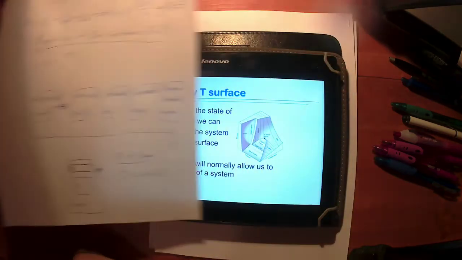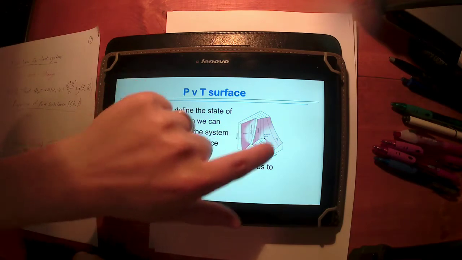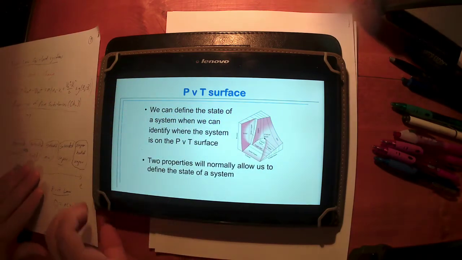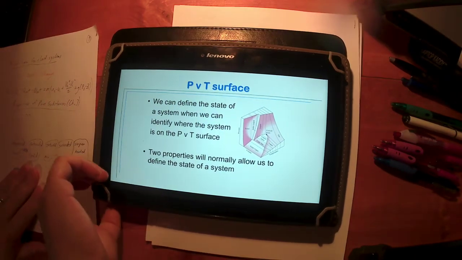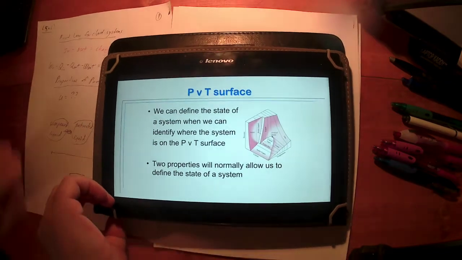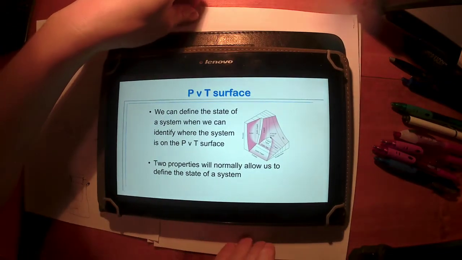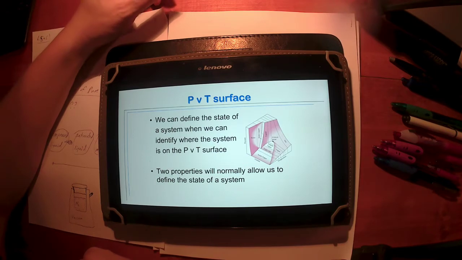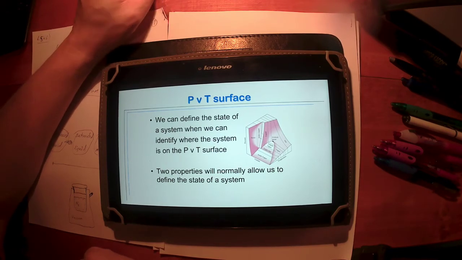Well, we have to know where are we on this surface. Now, the good news is we're not going to draw this surface out in 3 dimensions and plot out exactly where we are on that surface every single time. We're not going to draw it by hand. We're going to do it mathematically using the tables in the back of the text.